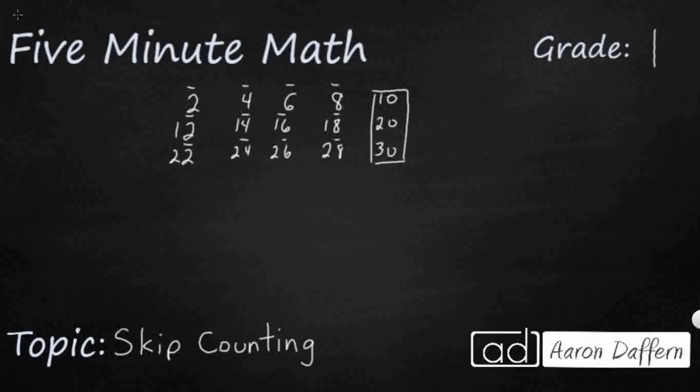So when you skip count by 2s, the ones digits are always going to be 2, 4, 6, 8, or 0. And it's the tens digit that changes from the 1s to the 2s and the 3s.